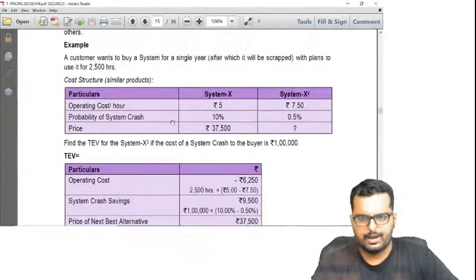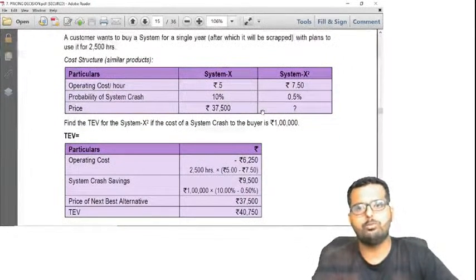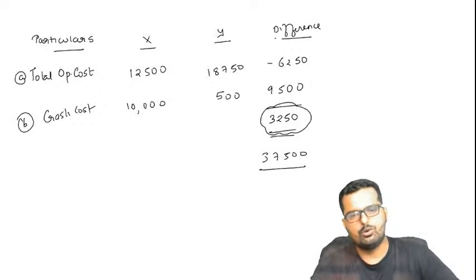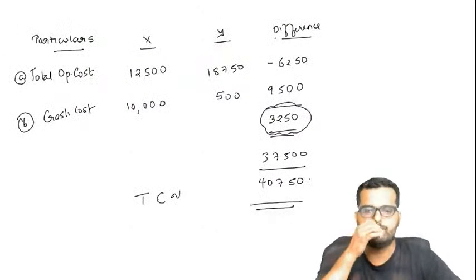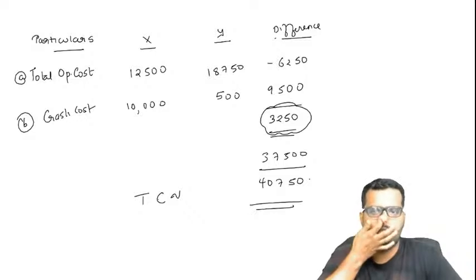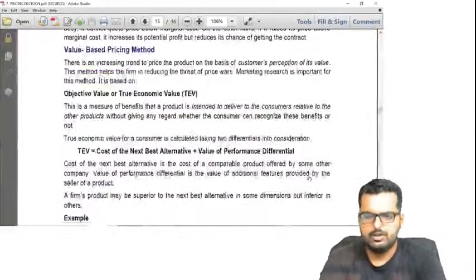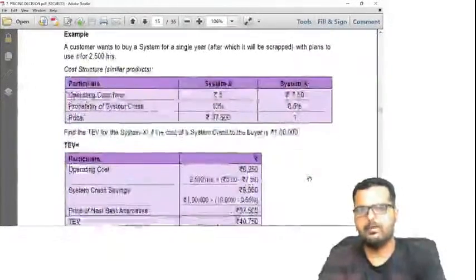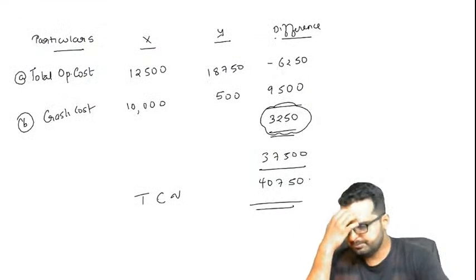And they have told the price is also given below. You will have to end up buying a new computer for how much? 37,500. So if you add this up also, what is the true economic value that you end up paying over here? 40,750. Can you write this down in your books now? Give a heading, study material problem. It's an example basically. Example page 7.15. Let's put it this way.